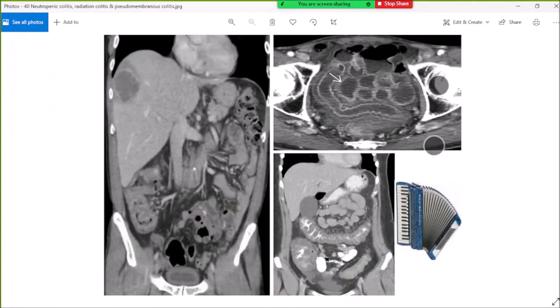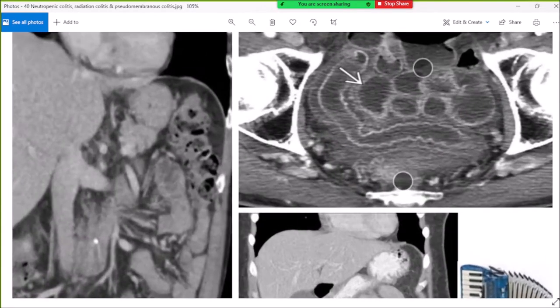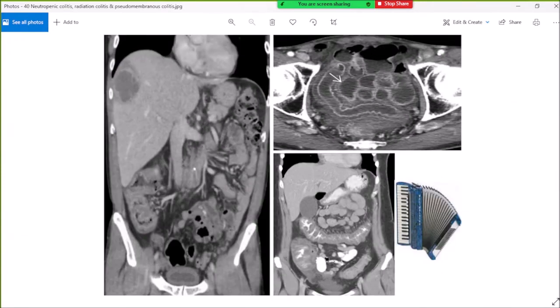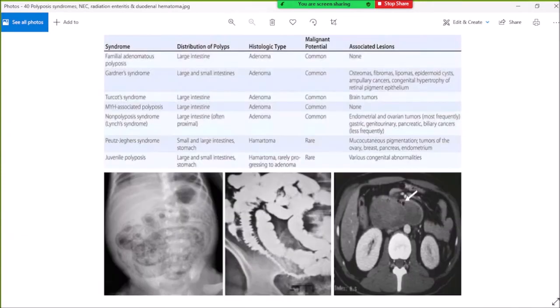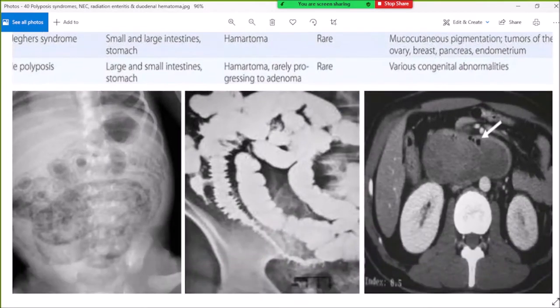Thickened bowel loops. Forget these for now. This is pseudomembranous colitis, neutropenic colitis. These we'll see afterwards. But this is radiation colitis, with thickened bowel loops. This again is radiation enteritis, with increased folding and thinning and narrowing of bowel loops.